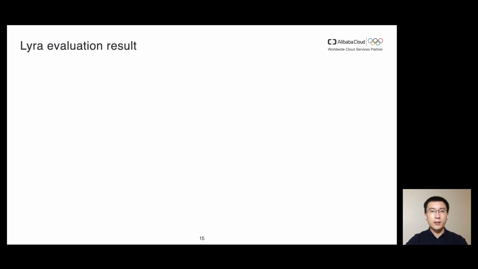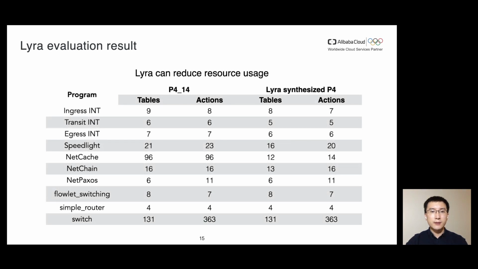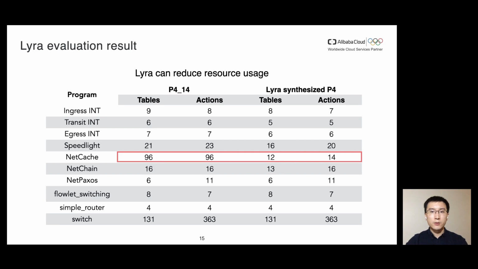The second takeaway is that Lyra can reduce resource usage. We can see that in the netcache example, Lyra uses only 12 tables, while the original program uses 96 tables. We observe similar gains for other programs such as netchain and speedlight. This is mostly because the manually written version kept many independent tables for modularity, but Lyra merges these independent tables together into a single table.